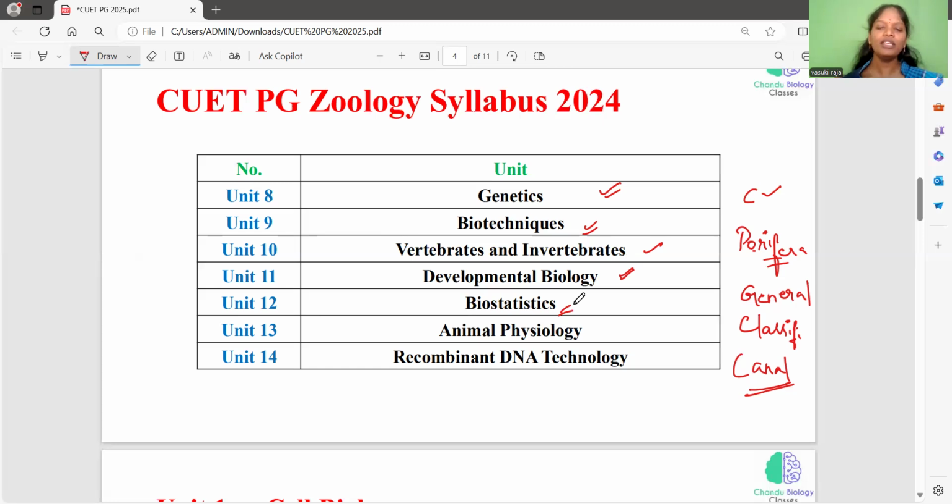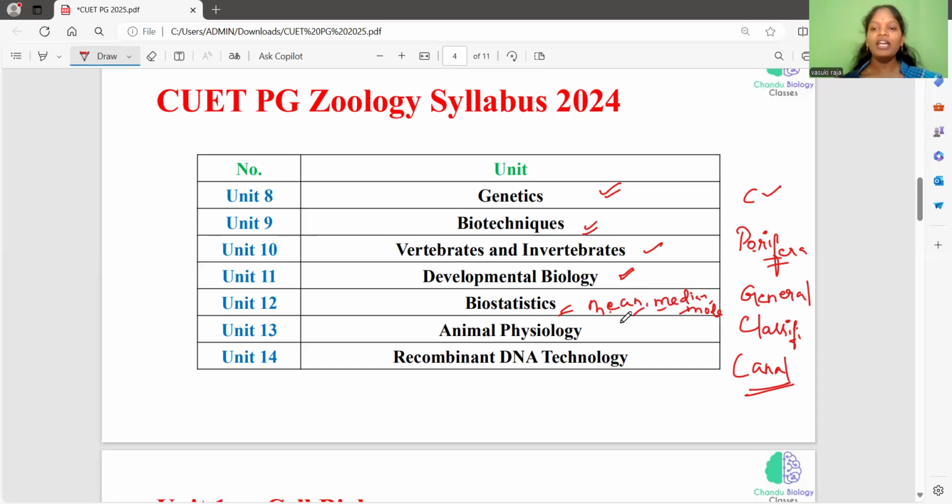Biostat is a somewhat less important area, because if we read about a selected area, we can easily solve these questions like mean, median, mode. These three are the most basic topics. So whenever you start reading about biostat, the first thing you have to focus on will be the mean, median, and mode.